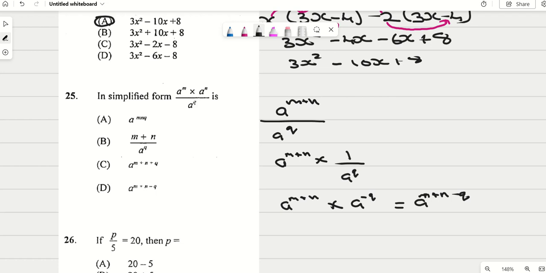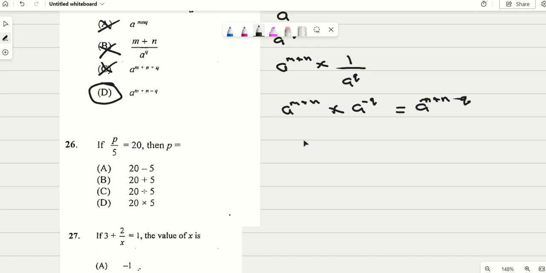You just have to learn your indices. Or you could have used process of elimination. It's not A, it's not B. C has addition, and we are not multiplying, we are dividing, so it would not be C. So the most logical answer is D, if you don't remember your laws of indices.